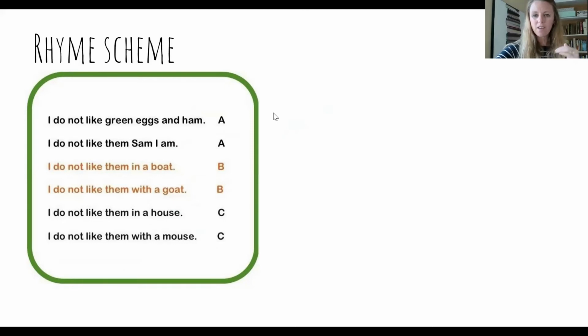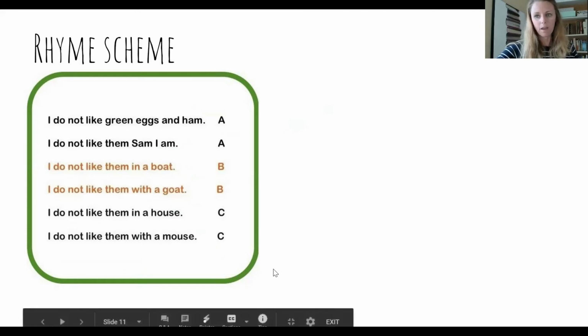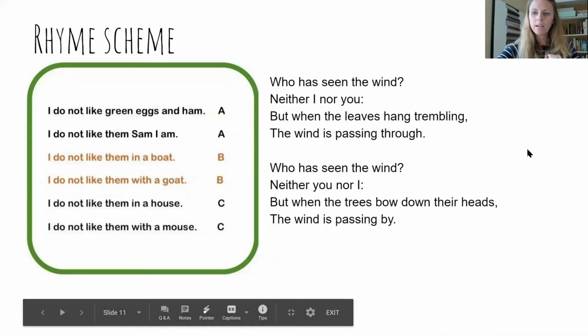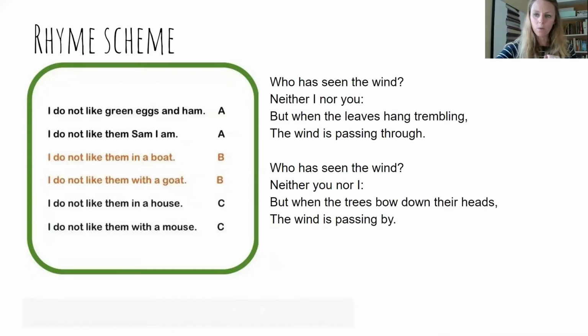Now, it does not have to be in couplets like this. You can have A, B, C, D, A, B, C, D. And I suppose you could go all the way to Z. Now, let's try Christina Rossetti's poem. Okay, you can try it on your own. Pause this, or I'll help you through it.